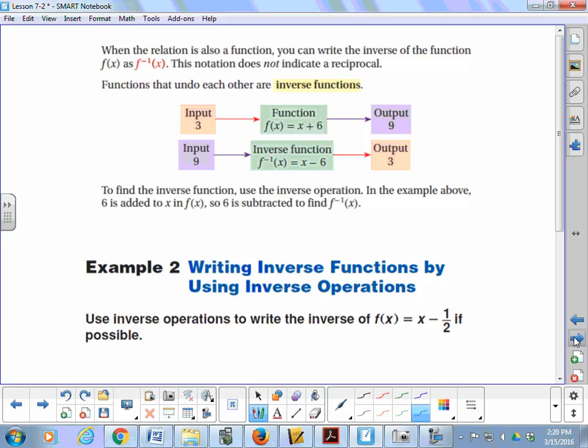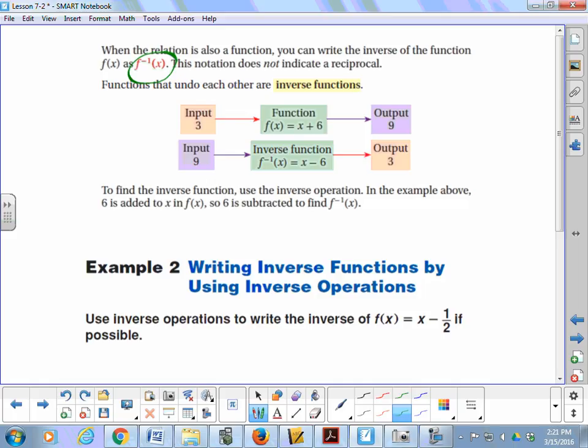When a relation is also a function, you can write the inverse in function notation. So we're going to use this notation for the inverse of a function. Right? So we'll say f inverse of x is how you read that. Even though it shows a -1 there, that means f inverse of x. So for instance, if I put the number 3 in for x in the function x plus 6, I'll get 9 out. So for the inverse, if I put 9 into the inverse, then 3 will come out. So you notice here that the function they show is x plus 6. The inverse is x minus 6.